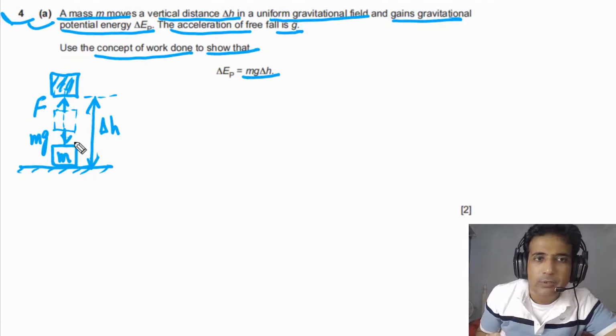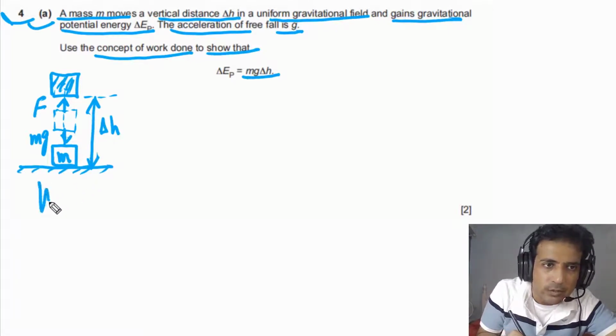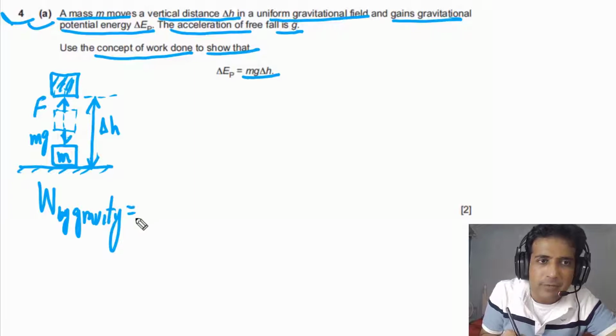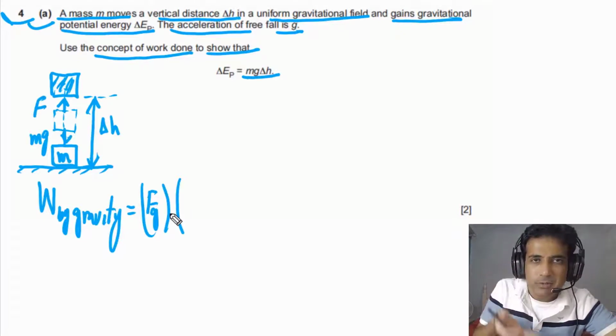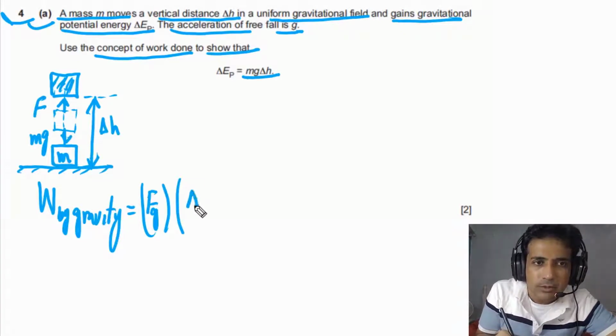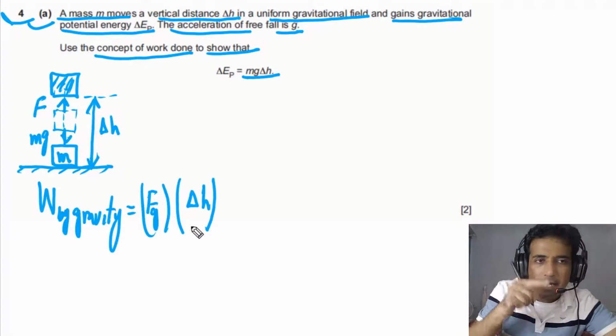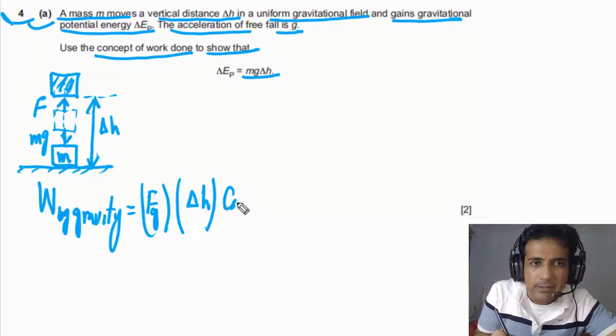Now we need to calculate work done. If we look at work done by mg, we can write down the work done by gravity. The work done by gravity in this case will be equal to the force of gravity times the vertical displacement. Vertical displacement in this case is equal to delta h. But if you look at the angle between the force of gravity and the vertical displacement, the angle is equal to 180 degrees.